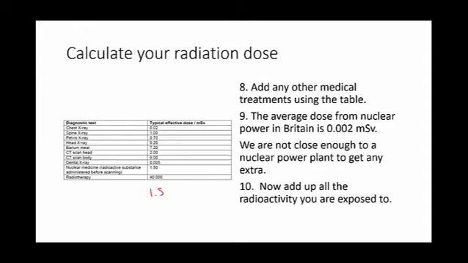Now, if I look in the table, if I'd had any other medical treatments, I'd add that on. Fortunately, I haven't had to, so that's plus 0. The dose I receive from nuclear power is about 0.002 millisieverts. And we're not close enough to a nuclear power plant to get any extra, so if I add that up, my annual dose is 1.562 millisieverts per year.